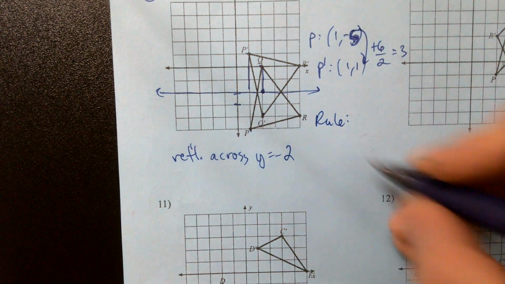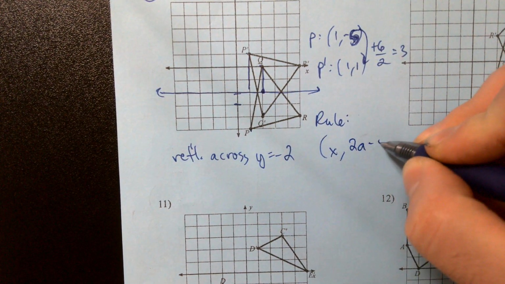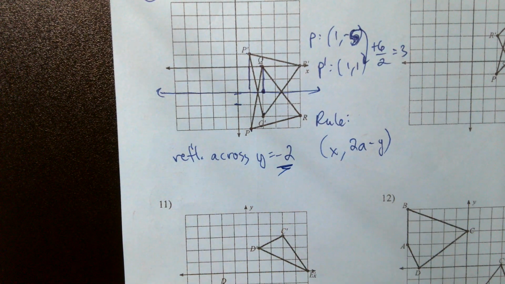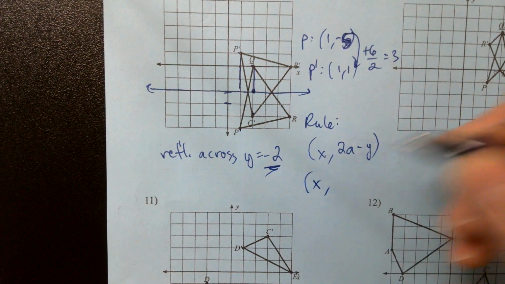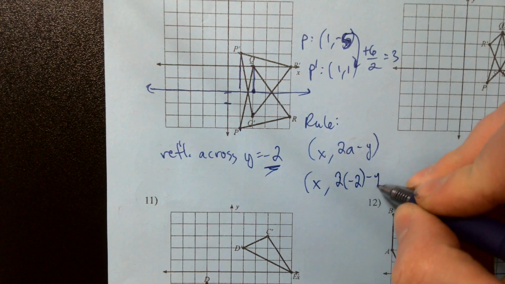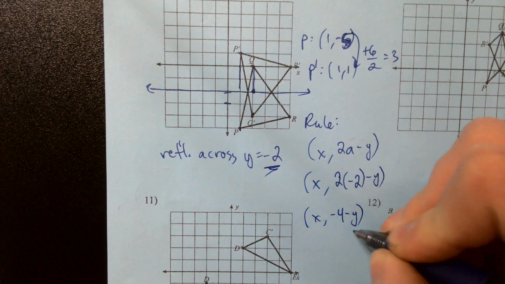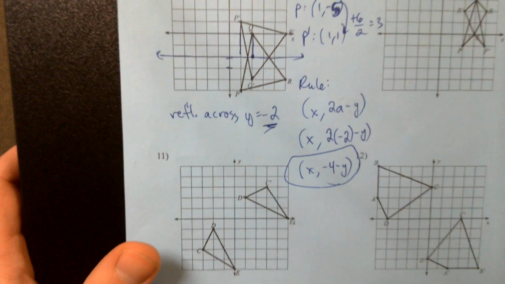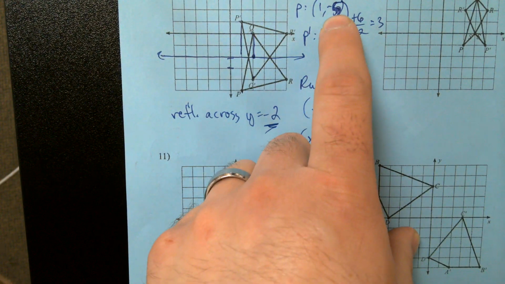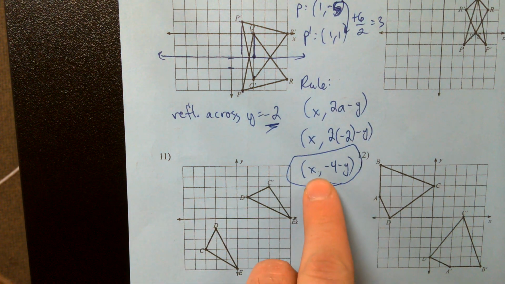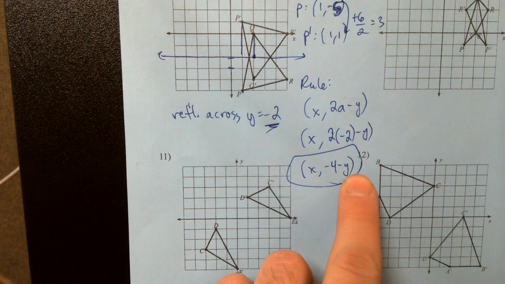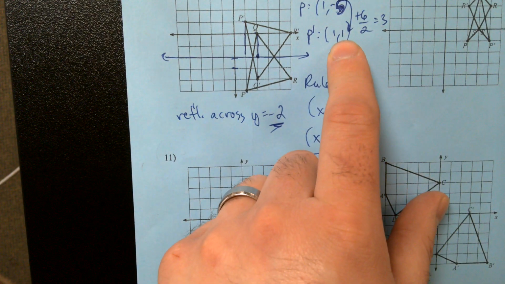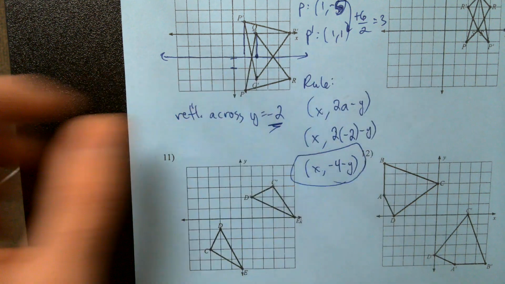Now if I wanted to write the rule, again, it's like x, comma 2a minus y. Well, what is a in this case? -2. So my rule is 2 times negative 2 minus y, which is negative 4 minus y. And again, if I take the y coordinate of P, which is negative 5, and I plug it in, what's negative 4 minus negative 5? Well, that's negative 4 plus 5, which is just 1. And that is the y coordinate of my image, so I know that that is correct.